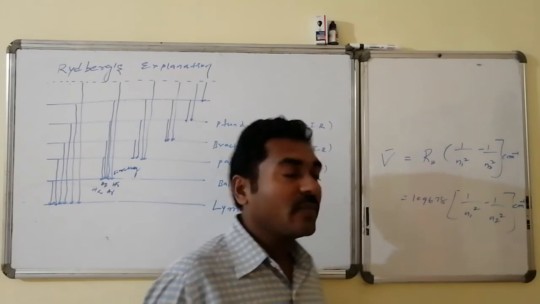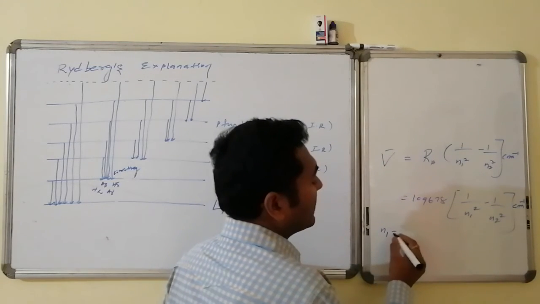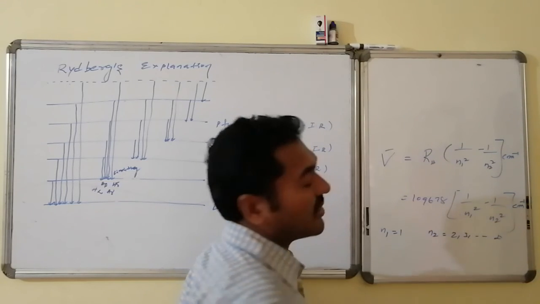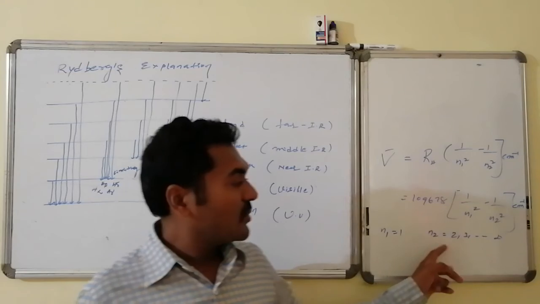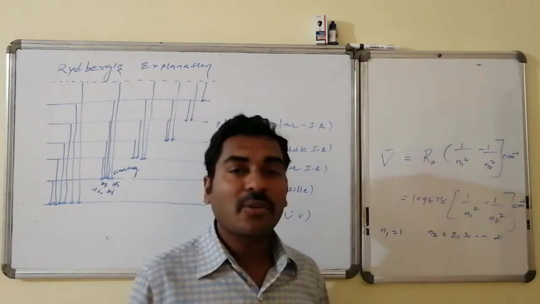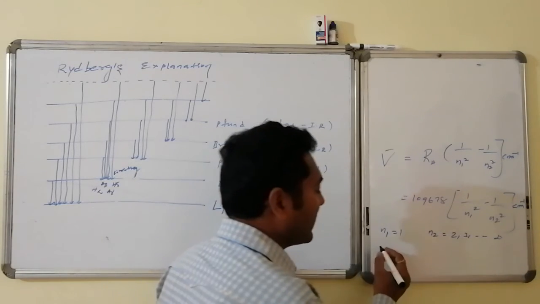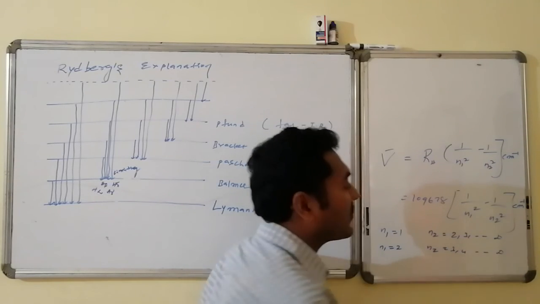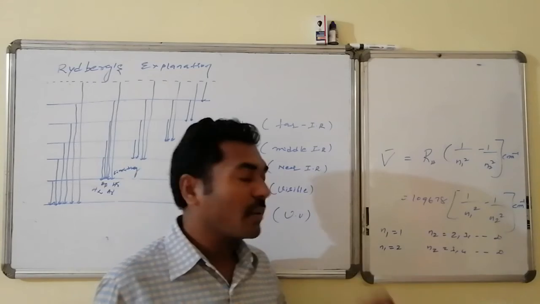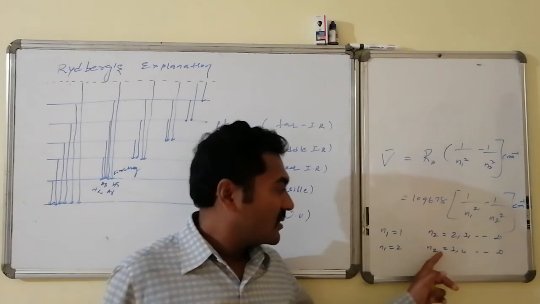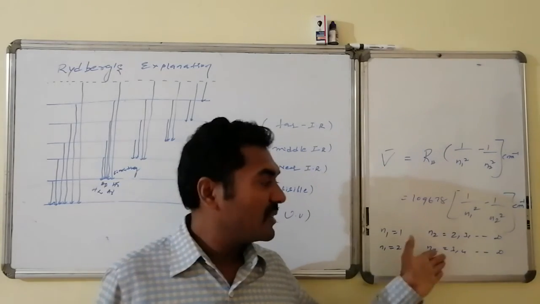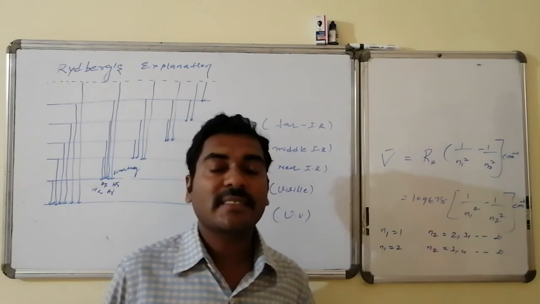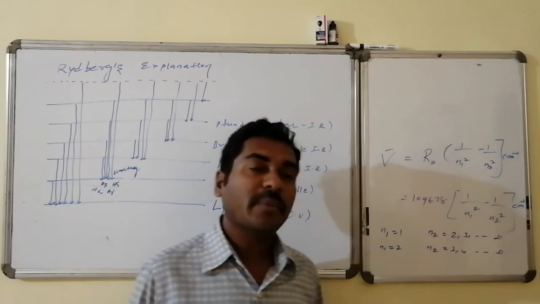Whereas in case of Lyman, n1 is equal to 1 and n2 is 2, 3, 4 etc. up to infinity. If n2 is equal to 2, this is the first line; n2 equal to infinity is the limiting line. Similarly, if n1 is equal to 2 and n2 is equal to 3, 4, 5 up to infinity, this is the Balmer series. Whereas 3 to 2 de-excitation gives H alpha, H beta, H gamma respectively, and infinity to 2 de-excitation is the limiting line of the Balmer series.